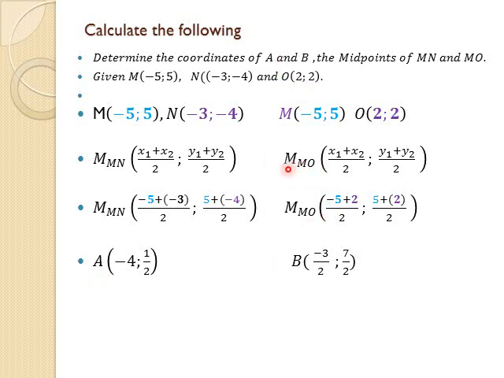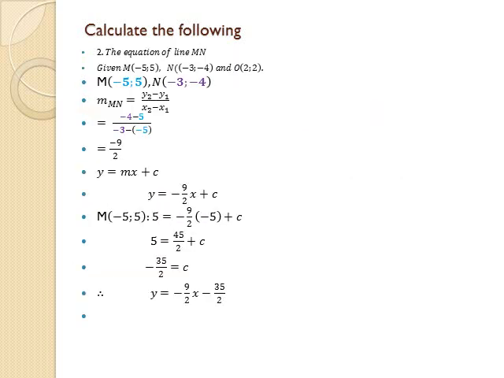Right, the midpoint of MO, the middle of that line, (x1 + x2)/2, (y1 + y2)/2. So -5 + 2 divided by 2 gives me negative 3 over 2. And then 5 + 2 divided by 2 gives me 7 over 2. So again, as you can see, that is how we will calculate the middle or midpoint of a line, its coordinates.